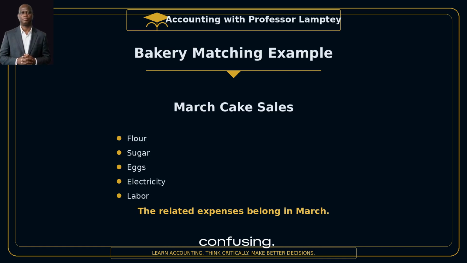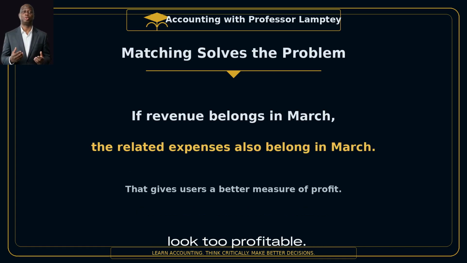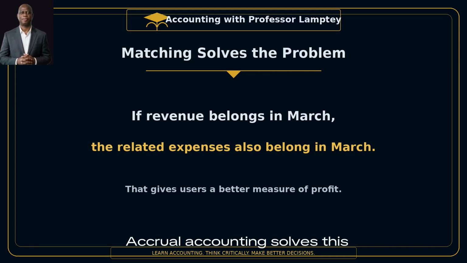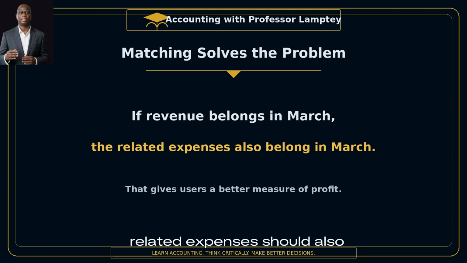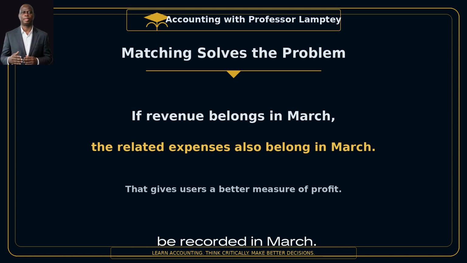The numbers would be confusing. That would make March look too profitable. It would make April or May look worse than they really are. Accrual accounting solves this problem by matching revenues and related expenses in the same period. If the revenue belongs in March, then the related expenses should also be recorded in March.